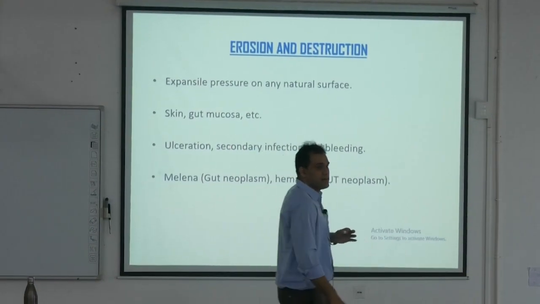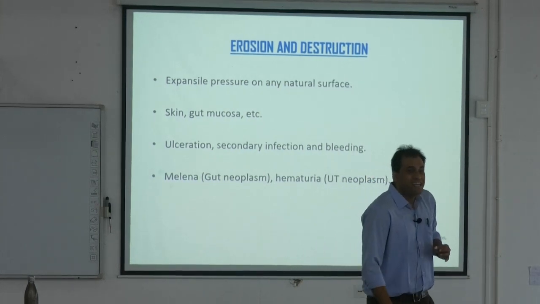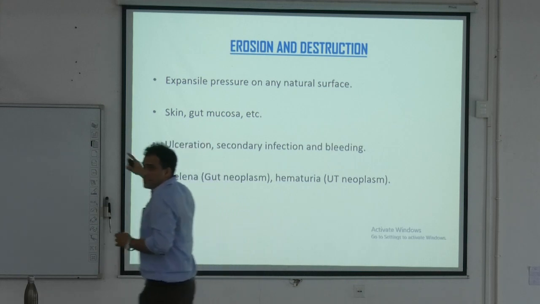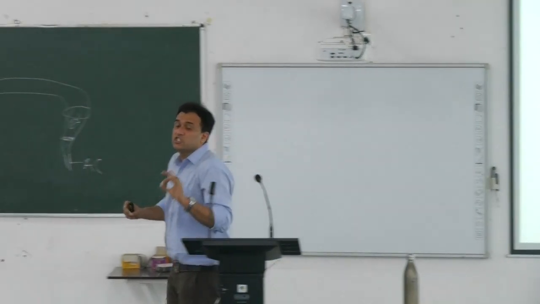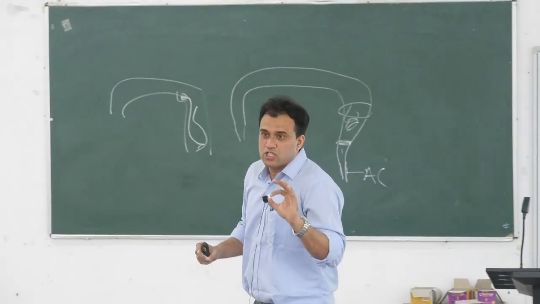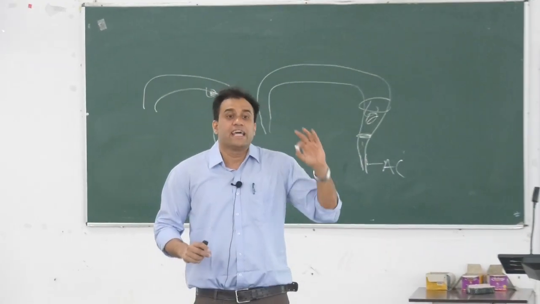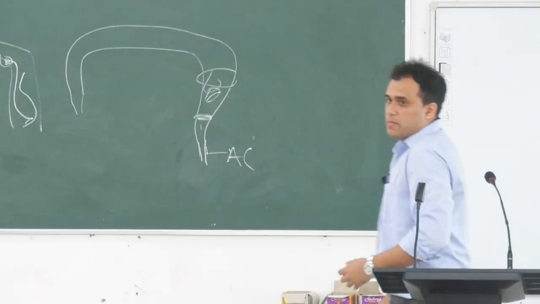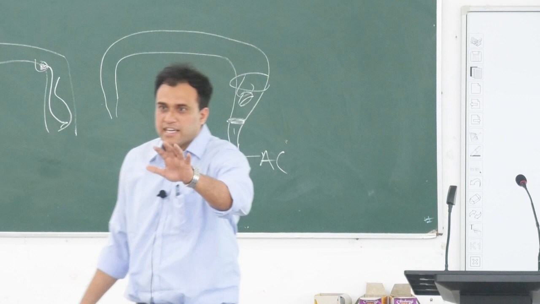For example, in case of gut neoplasm, it will cause blood in the stool. What is the term? Blood in the stool. Melena. It's a gut neoplasm, melena. I'm writing the meaning of melena here. Melena means blood in stool. Blood in stool is very common in case of gut neoplasm. Remember, in gut neoplasm, blood in stool.